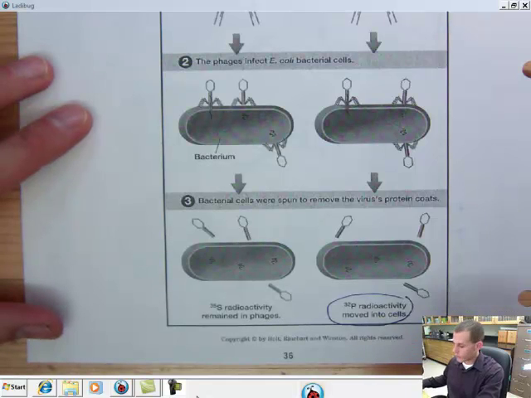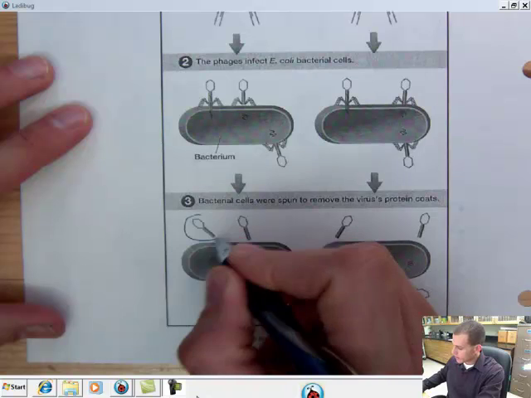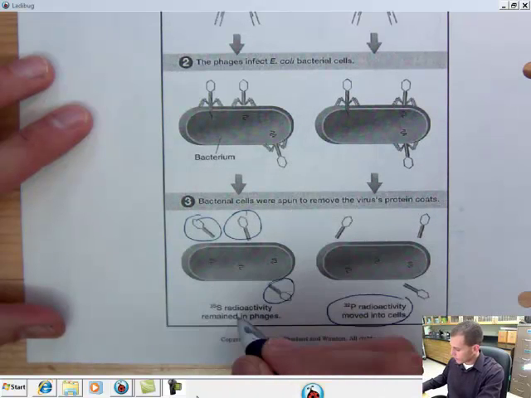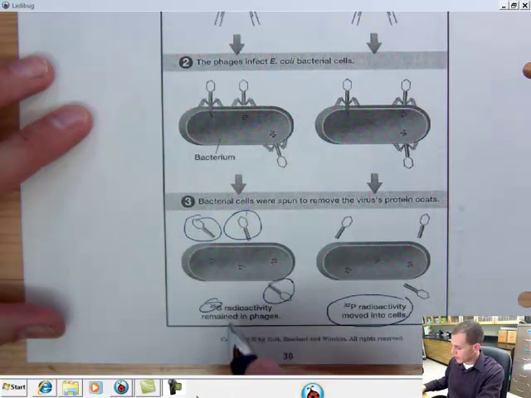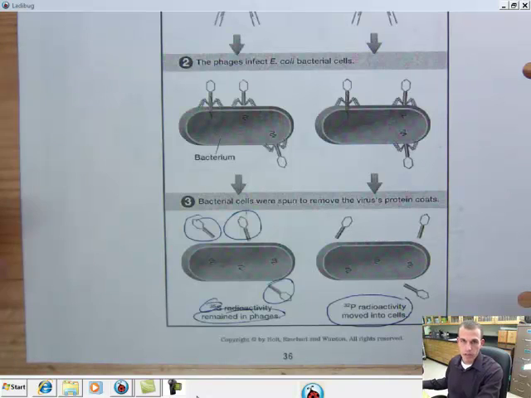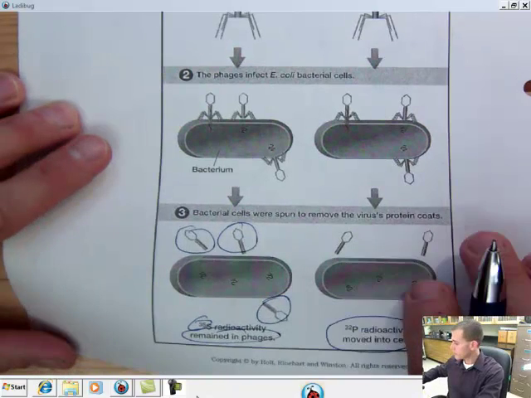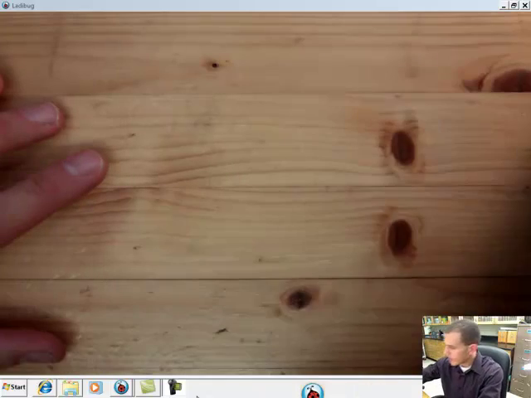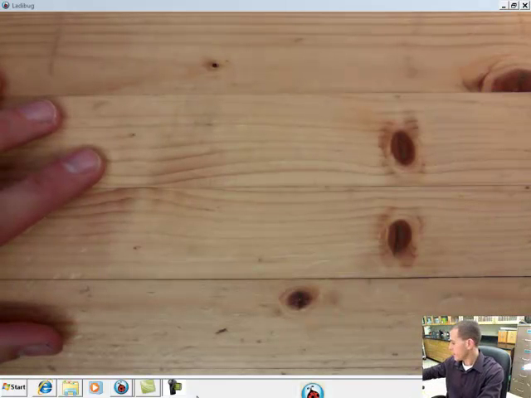And so it was proving here that these coats that were traced with the sulfur remained in the phages and were not actually transferred into the bacteria. So this was proving, for the first time, that DNA was the actual genetic material that was transferring. Okay, so those two experiments. Now let's go ahead and look at a little bit about the structure of DNA.